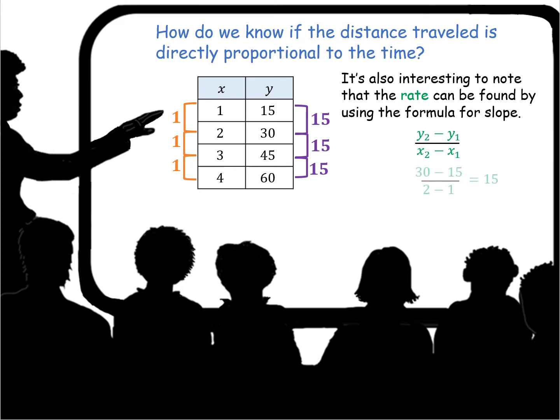It's also interesting to note that the unit rate can be found by using the formula for slope. The slope is the unit rate. So we have y2 minus y1 over x2 minus x1. That's the formula for slope. We'll take points. 30 minus 15 are the y-coordinates, 2 minus 1 as x-coordinates. And we get that the unit rate is 15 miles per hour.